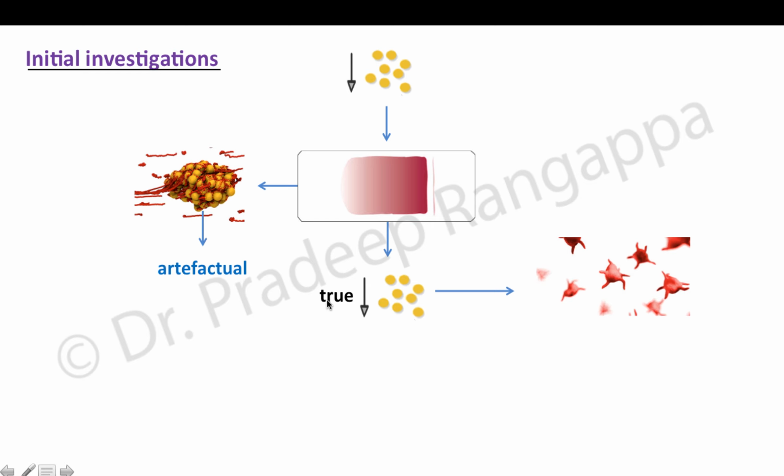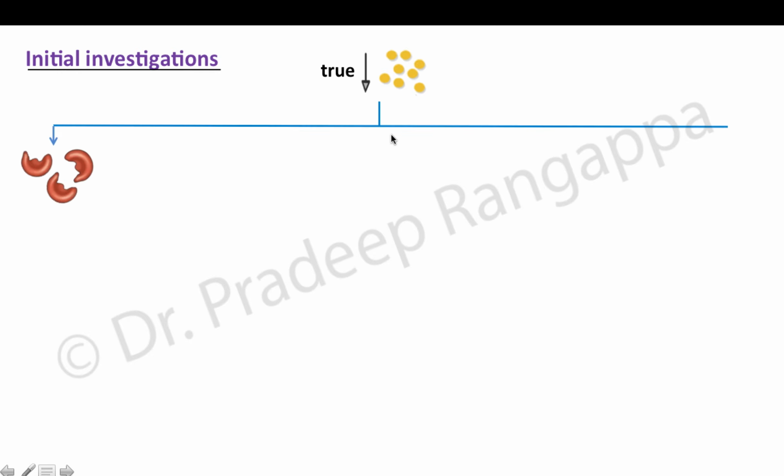If there is a true drop in platelets, a true thrombocytopenia on the peripheral smear, and you see giant platelets, then you would call it hereditary thrombocytopenia. If there is a true thrombocytopenia and you see schistocytes in the peripheral smear, then you would consider hemolytic uremic syndrome, or thrombotic thrombocytopenic purpura, or DIC.